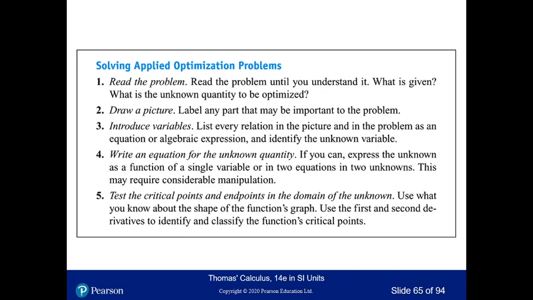Next, we are going to write an equation for the unknown quantity. So in step 3, we may have more than one equation. In step 4, we are going to combine these equations that we had found in step 3 and end up with a single function or an expression that contains the unknown of a single variable, or maybe two equations in two unknowns so that you can solve it. Okay, this may require some manipulation on your side.